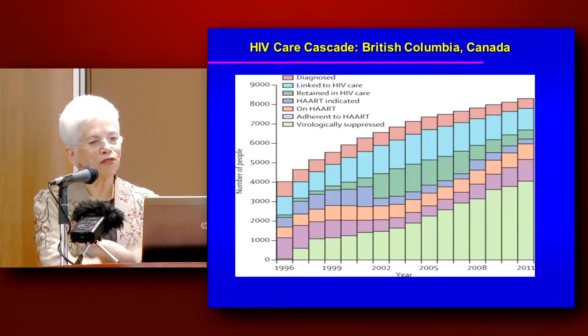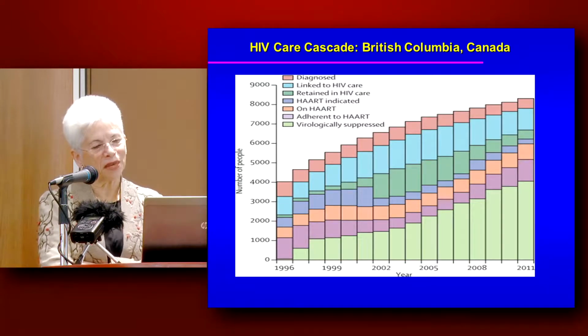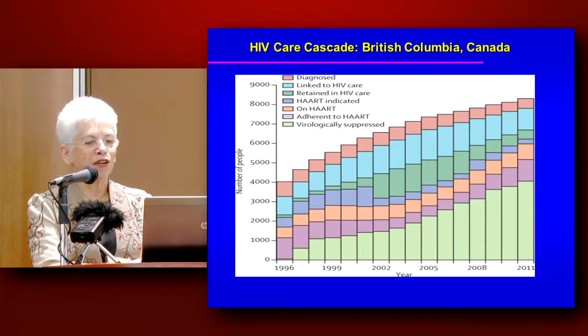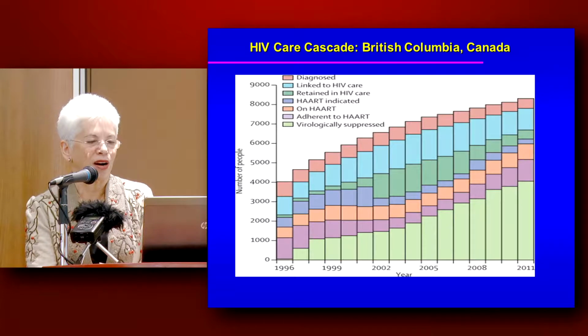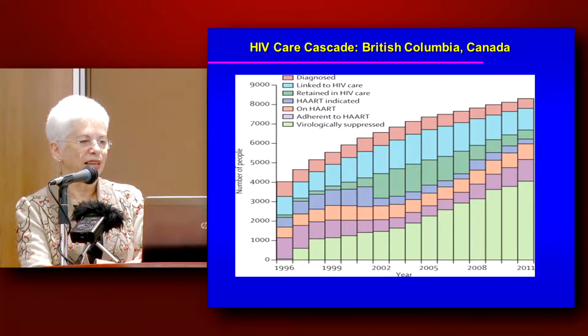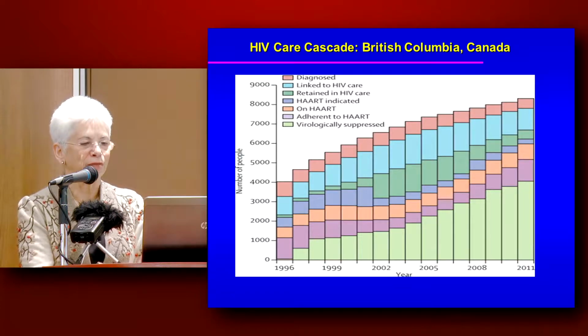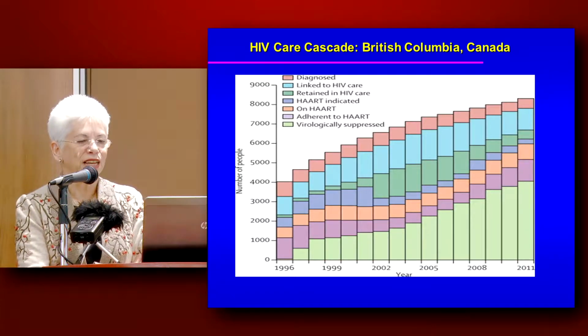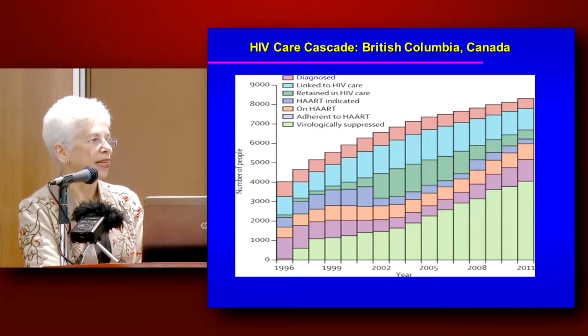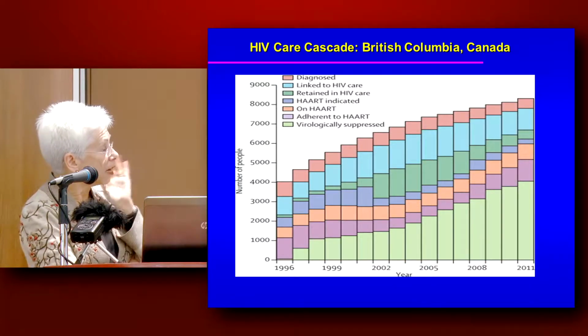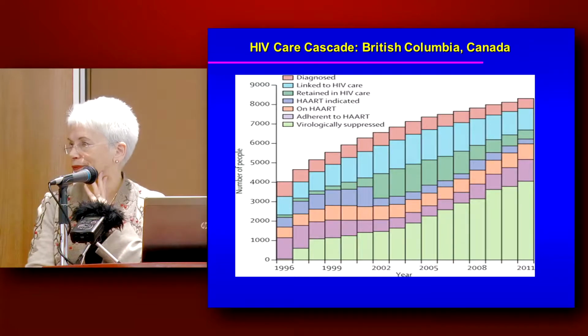This is one I found for the British Columbia cascade. And virologically suppressed is that bottom bar of light green. And it looks like in British Columbia, they're doing a lot better over time, right? Getting people virally suppressed. If you look at the 2011 numbers, maybe half of people, at least in this study, had viral suppression.